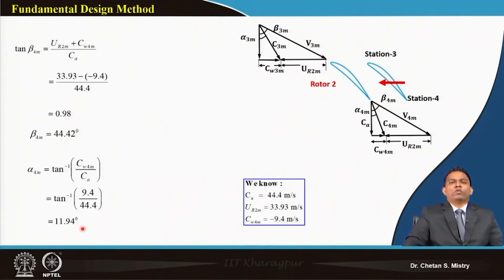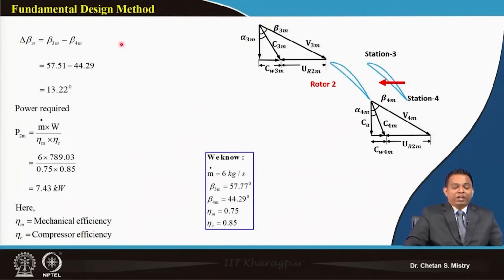Now sometimes when you are doing your design, there may be a constraint that the exit needs to be axial. Then I would put alpha 4 equal to 0, and maybe my CW4 also I would take as 0, and that puts a whole lot of stress on the design calculations. So we are not restricting ourselves to an axial outlet, and that is the reason you can see at the mid station alpha 4 comes to 11.94 degrees.